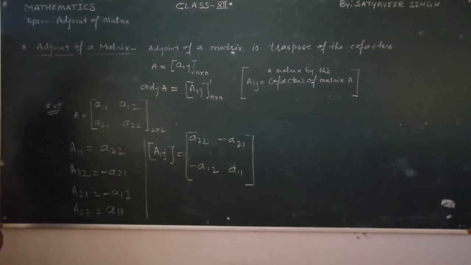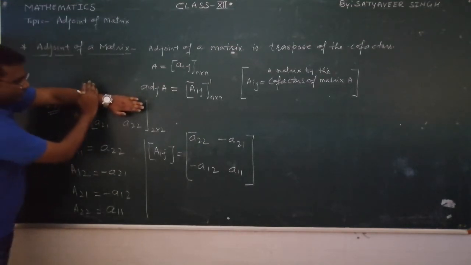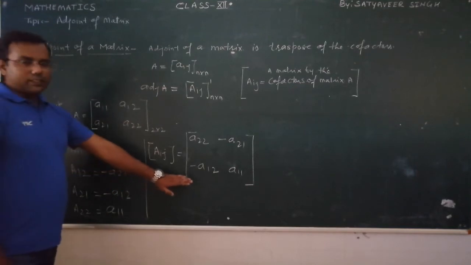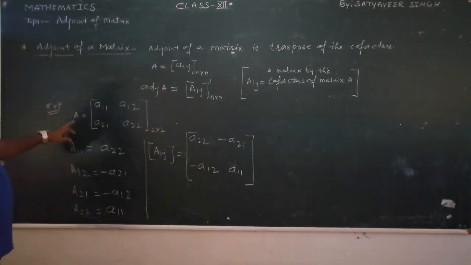See again, what have I done? Each element's cofactor I have found as per the rule. So it will be positive, and this will come negative from here. So how to find the cofactors? First row I will hide, first column I will hide, then the remaining element will come. The same procedure I applied for all the elements, and this is the matrix I have prepared by the cofactors of the matrix A.